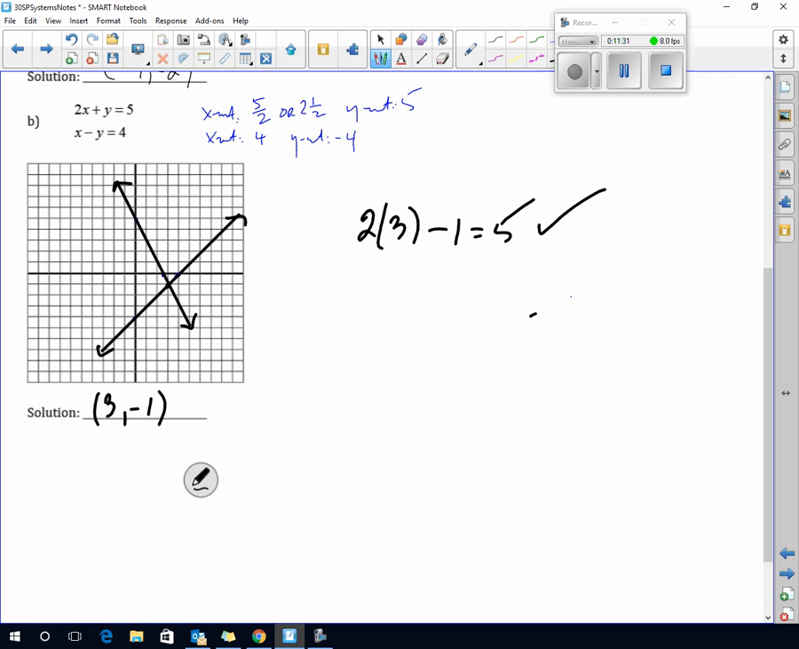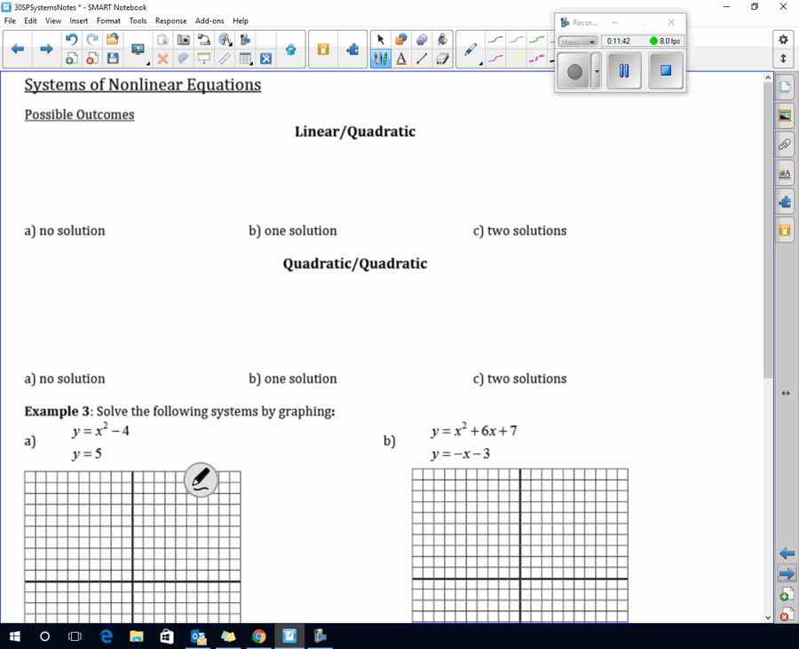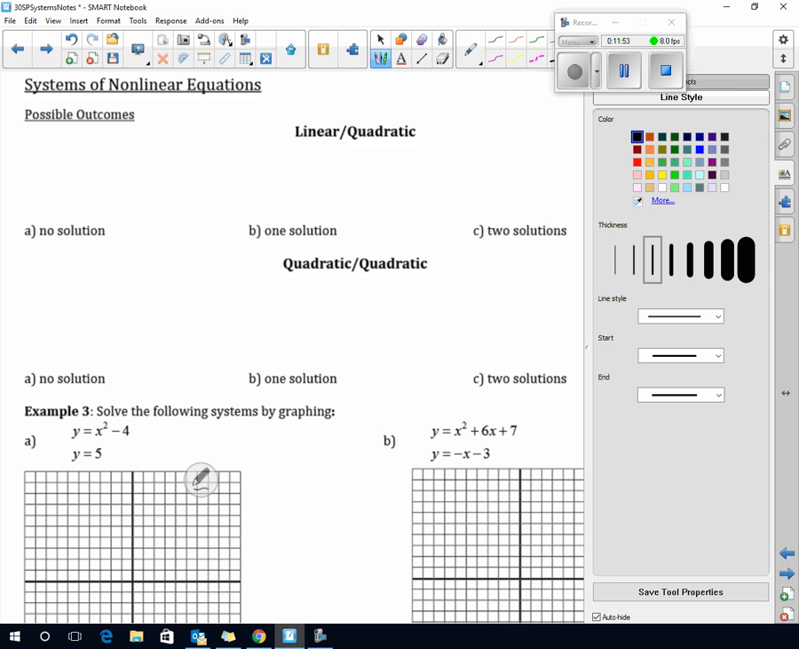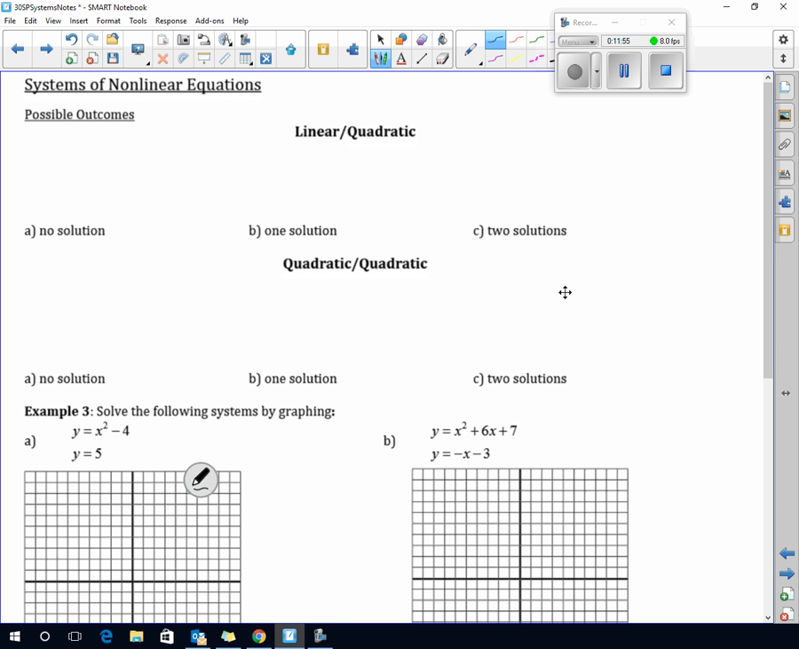Okay. So let's think about linear quadratic. That means I have a line and a parabola. What could happen here? We could have no solution. So what would that look like? Maybe I have a parabola upside down, right? And a line way up here. Does everybody understand why that's no solution? They don't intersect, right? Or I could have a parabola way up here and a line way down there, and it'll never intersect. No solution.